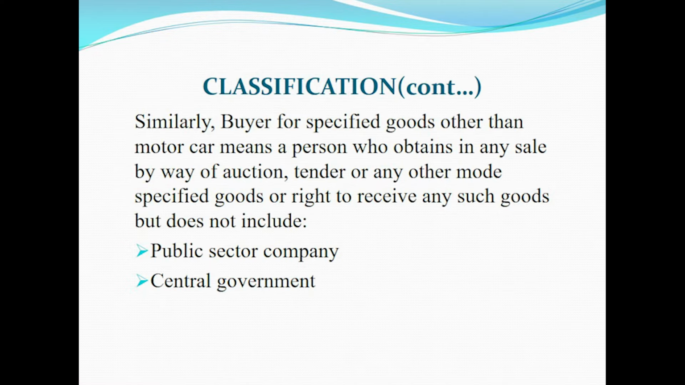Continuing the classification of the seller and the buyer for the purpose of TCS. Similarly, the buyer for the specified goods other than the motor car means a person who obtains in any sale by way of auction, tender or any other mode which is specified, or who might have the right to receive any such goods, but it does not include public sector company and central government.